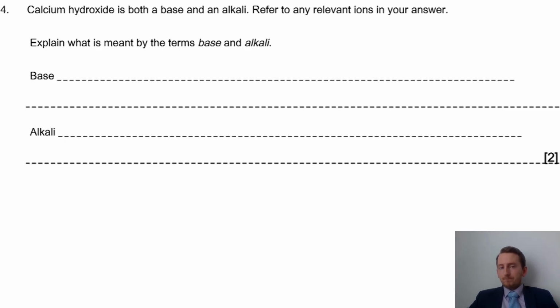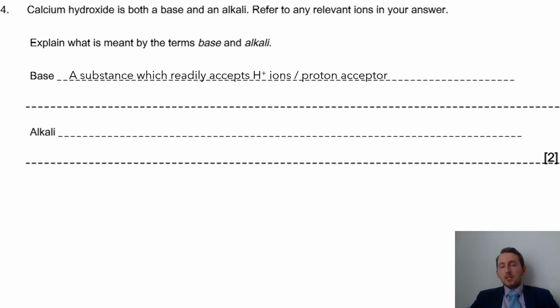Okay, and final question. On this, we've got calcium hydroxide is both a base and an alkali. Refer to any relevant ions in your answer. Some definitions. So with definitions, you're looking at 8 to 10% max, I think, of your marks will come from definitions. So there's not much to explain with this. We just need to make sure we know what they are.